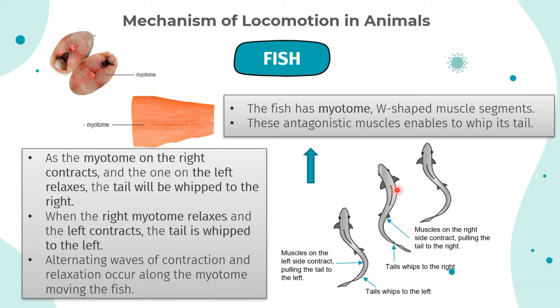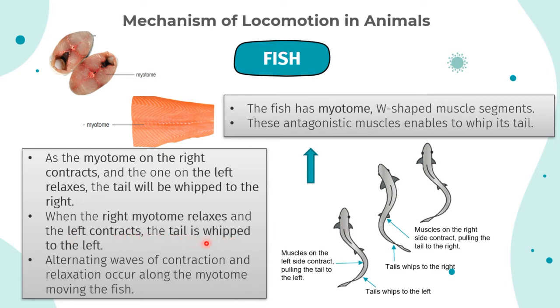So here, because the right myotome contracts, the tail moves to the right because of the pull force created by the right myotome. When it contracts, it will be shortened and create a pull force, which causes the tail to move to the right. And then what happened next? When the right myotome relaxes, the left myotome will contract at the same time.